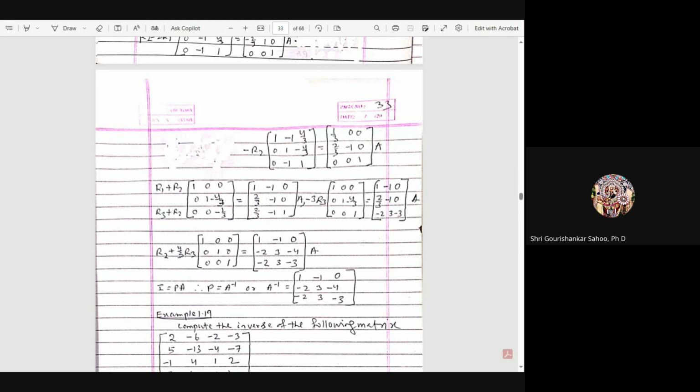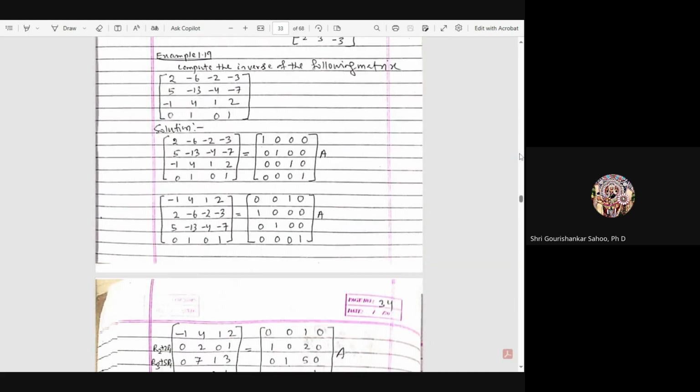Now you see that on the left hand side you have I, and on the right hand side you have PA, that is A inverse A. So your A inverse will be [1 -1 0; -2 3 -4; -2 3 -3]. Are you getting it? By rearranging the values in the rows and columns such that the left hand side becomes a unit matrix, that is I, you have your A already, and the matrix which is multiplied by A will be A inverse. This is done by this Gauss-Jordan method.